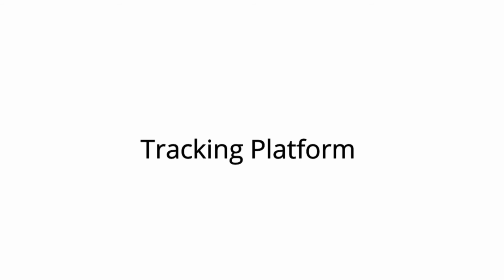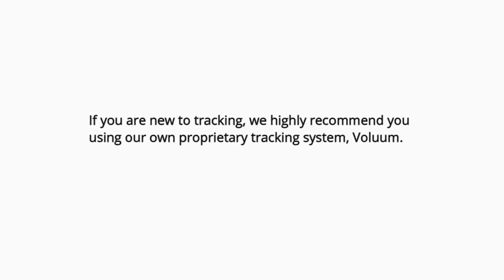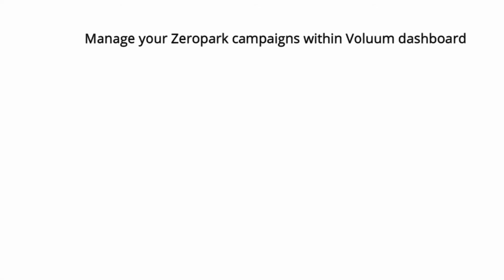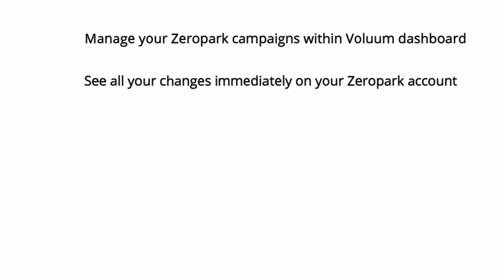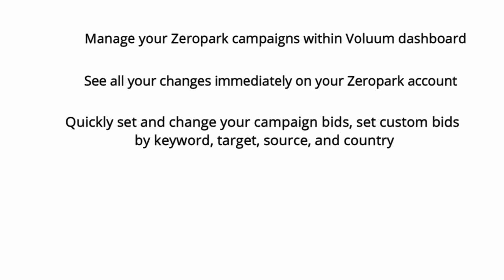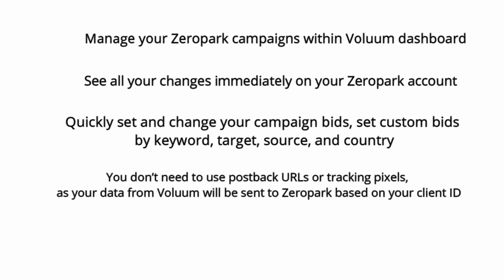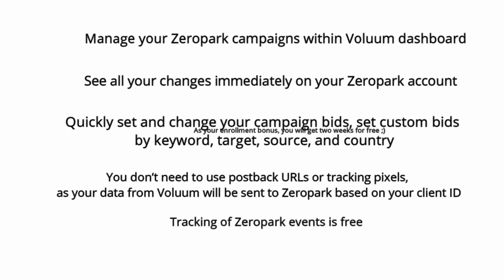Now, your tracking platform. If you're new to tracking, we highly recommend using Zeropark's own proprietary tracking system, Volume. You can benefit from being able to manage your Zeropark campaigns within the Volume dashboard, and you can see all the changes immediately on your Zeropark account. You can quickly set and change your campaign bids, and set custom bids by keyword, target, source, and country. You don't need to use postback URLs or tracking pixels, as your data from Volume will be sent to Zeropark based on your client ID. Tracking of Zeropark events is free, and as your enrollment bonus, you can get 2 weeks for free.